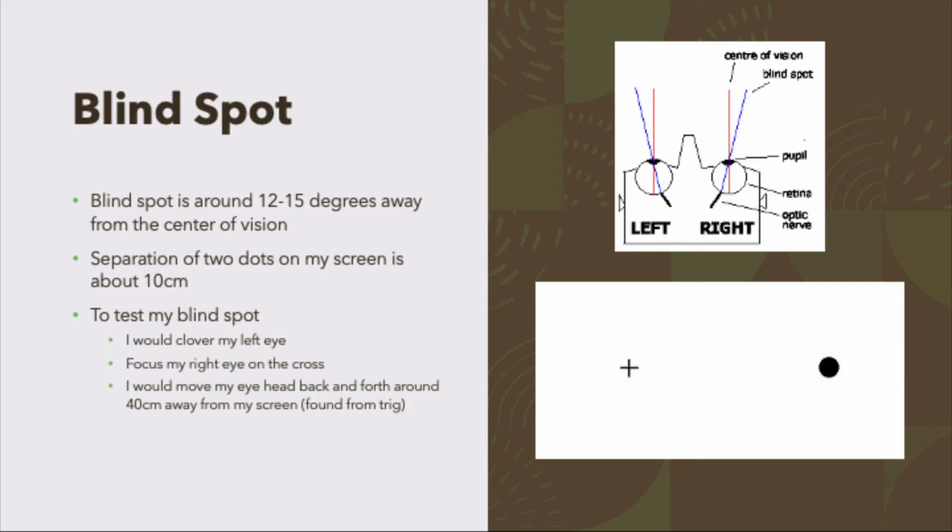Next is a blind spot that many people have already heard of, caused by the junction of the optic nerve in the retina. In this simple test, cover your left eye and then focus on the cross as you move your head in and out. Eventually, the black dot will go away and that's your blind spot.